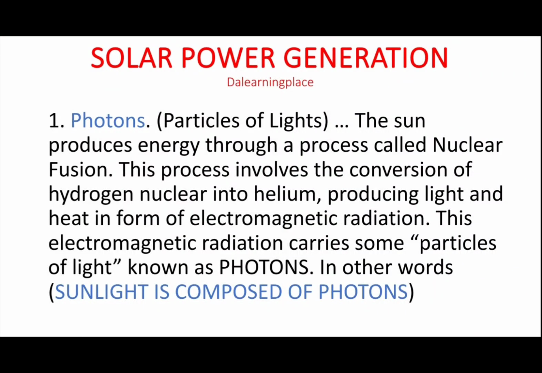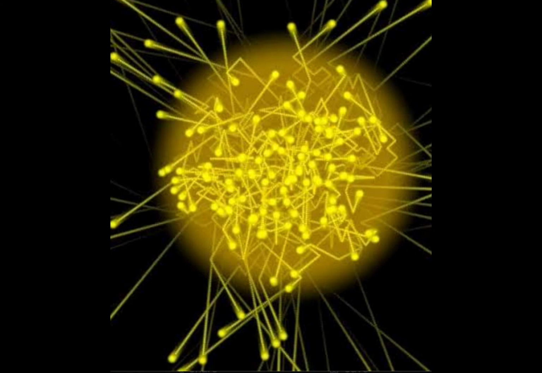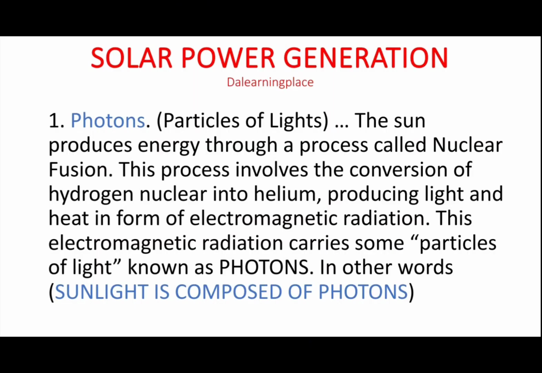production. Before we go further, I'd like to get us acquainted with some of the technical words which I shall be using in the course of our studies. Number one is photons, which are the particles of light. In my last video, the sun, I said the sun produces energy through a process called nuclear fusion. This process involves the conversion of hydrogen nuclei into helium, producing light and heat in form of electromagnetic radiations. These electromagnetic radiations carry some particles of light known as photons. In other words, sunlight is composed of photons.